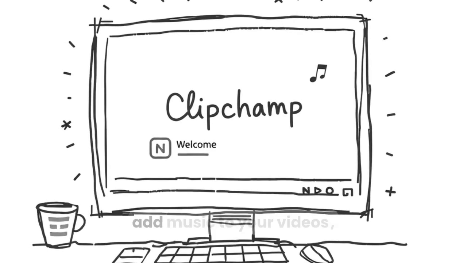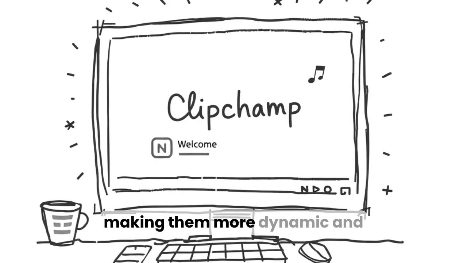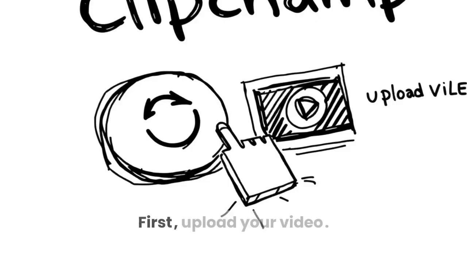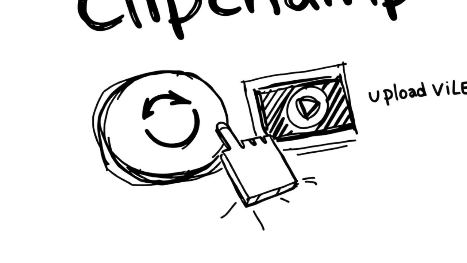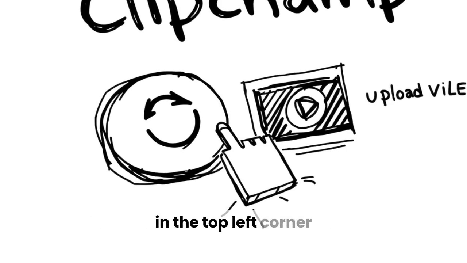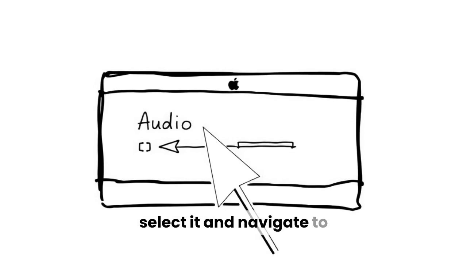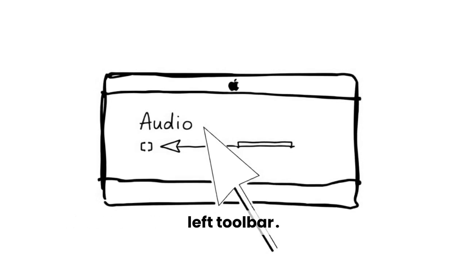Today, we'll learn how to add music to your videos, making them more dynamic and engaging. First, upload your video. Click on the Upload button in the top left corner of the screen. Once your video is uploaded, select it and navigate to the Audio tab on the left toolbar.